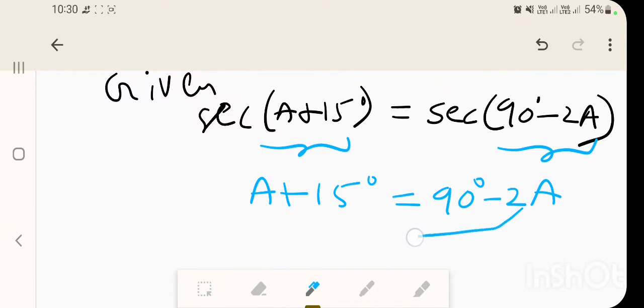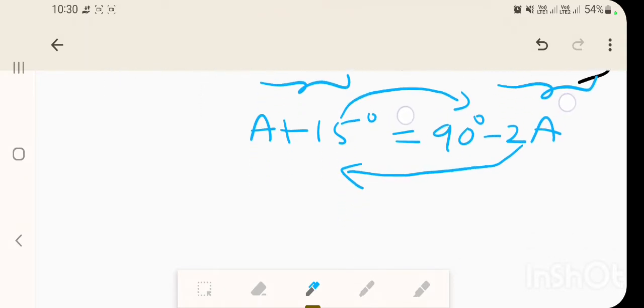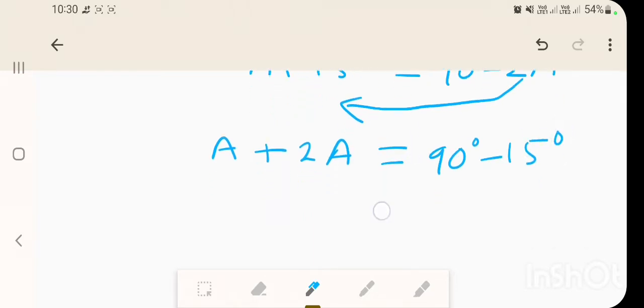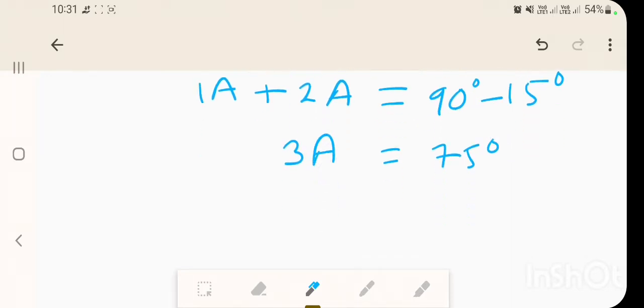Now we bring this minus 2a to the left hand side and 15 degrees to the right hand side. Minus 2a, when it comes to the left hand side, becomes plus 2a, and plus 15 degrees, when it goes to the right hand side, becomes minus 15 degrees. So we get 90 minus 15, which is 75. a plus 2a is 1a plus 2a, which is 3a.